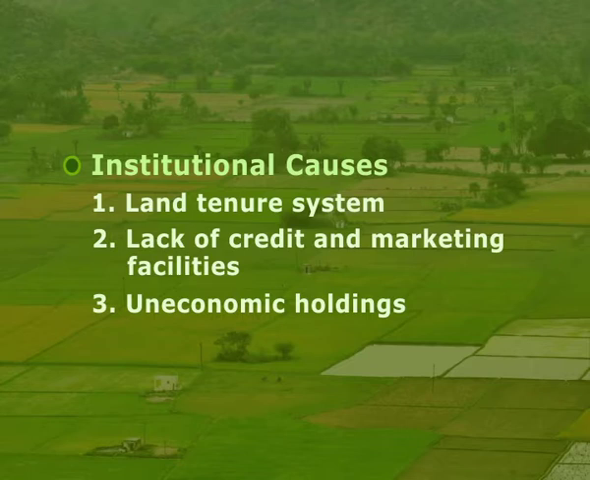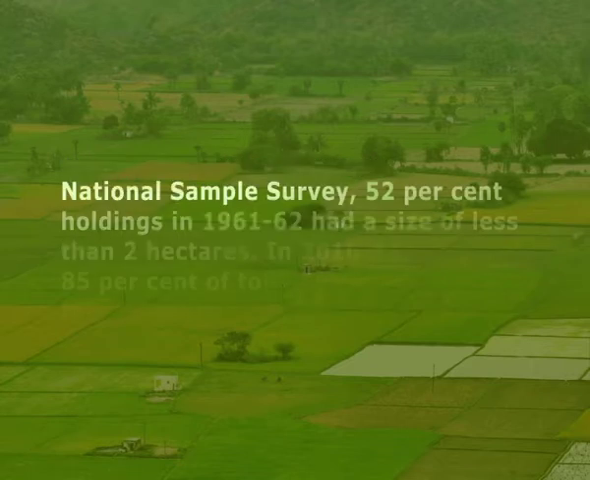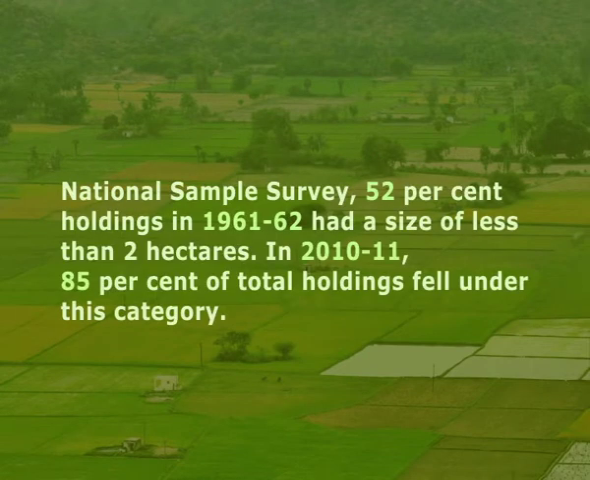Point number 3, uneconomic holdings. According to the National Sample Survey, 52% holdings in 1961-62 had a size of less than 2 hectares. In 2010-2011, 85% of total holdings fell under this category. Most of these holdings are not only extremely small, they are also fragmented into a number of tiny plots so that cultivation on them can be carried out only by labor intensive techniques.